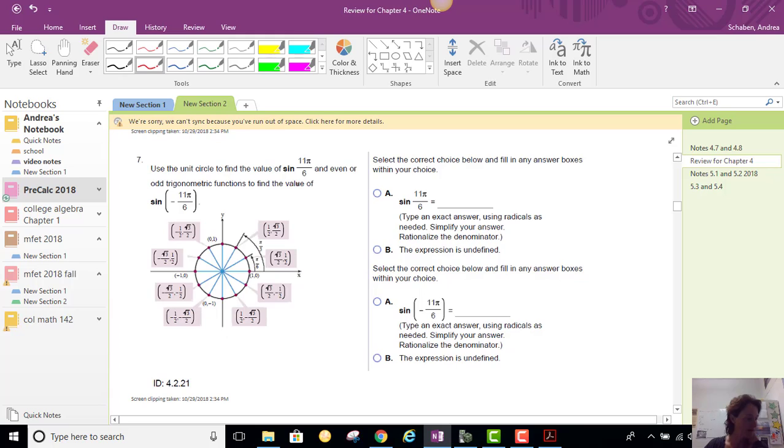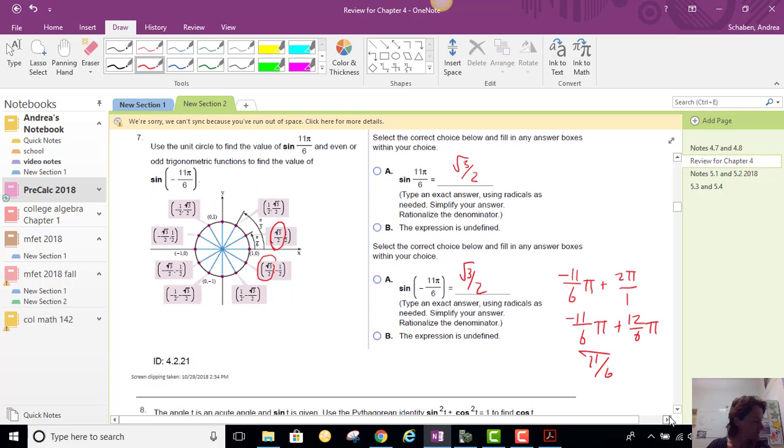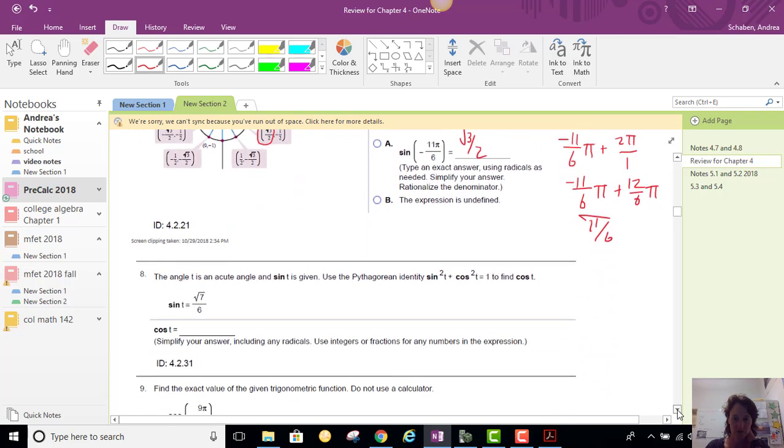Okay, negative 11 pi over 6. Again, you can either use coterminal angles, or you can just look on your trig circle, and oh gee whiz, look, we just repeated the same problem. Negative 11/6 pi plus 2 pi over 1 is negative 11/6 pi plus 12/6 pi. Add those together, that's pi over 6. So looky here, it's radical 3 over 2. So hopefully you don't have any issues with reading the trig circle at this point.